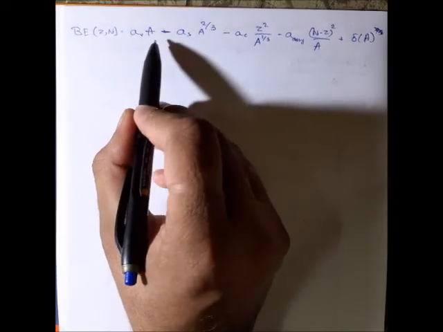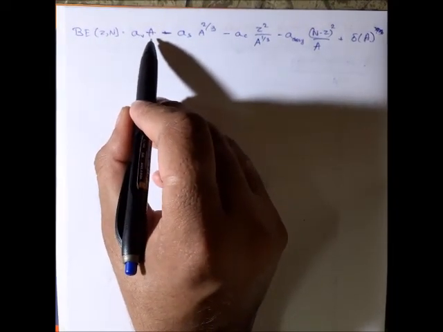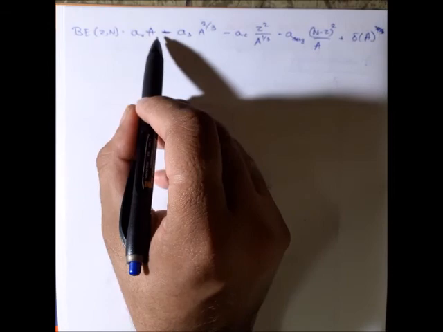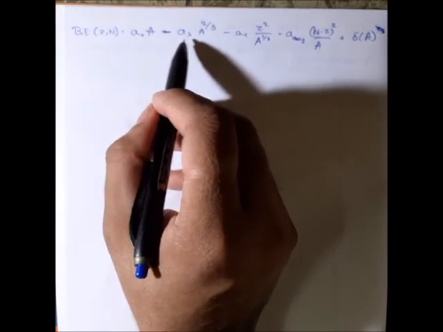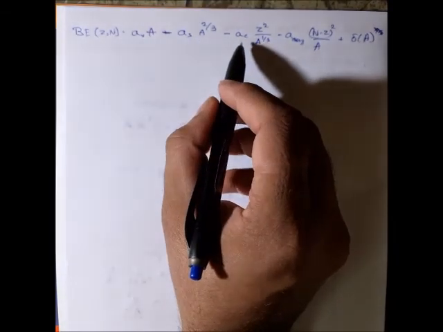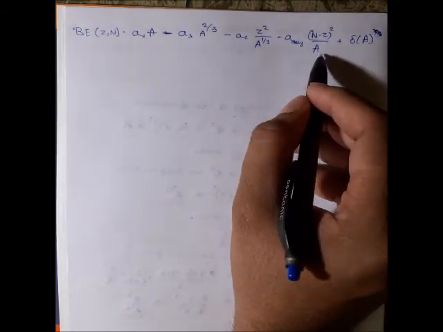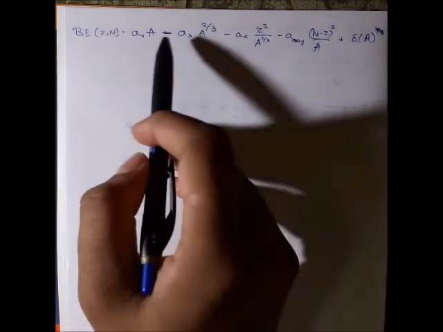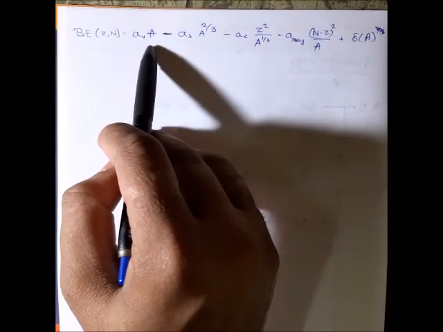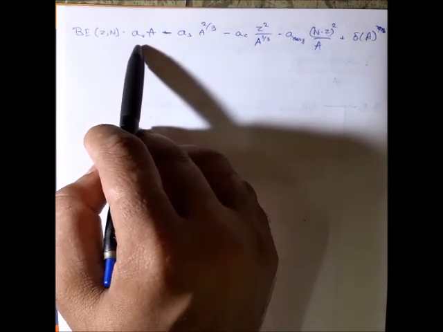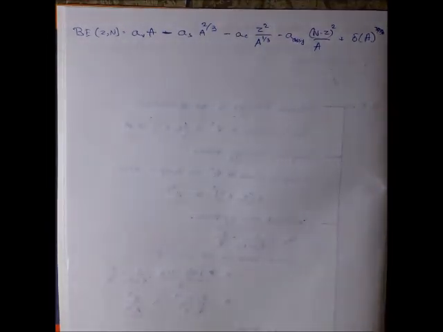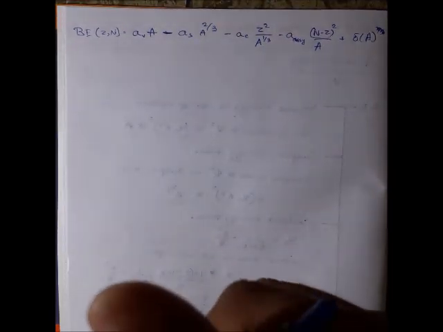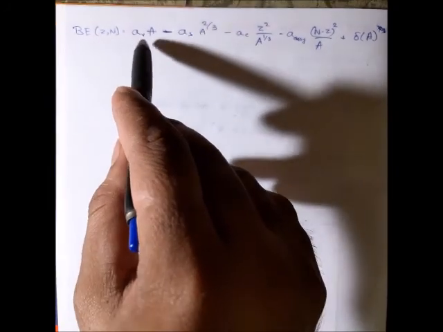Therefore, the equation becomes: binding energy equals the volumetric constant times the volume energy term proportional to A, minus the surface energy term, minus the Coulomb repulsion term, minus the asymmetry term, plus the pairing term. So this volume term basically explains the attraction experienced by the core nucleon due to its surroundings. With increasing volume, this will go on increasing, and also with the atomic mass.